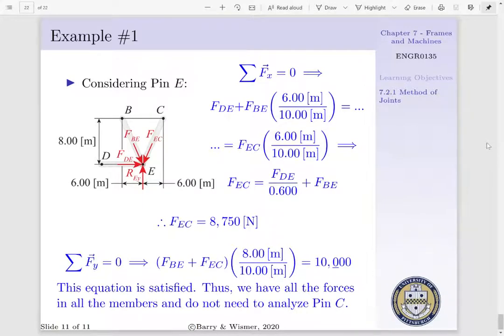As a continuity check, we'll do the summation of forces in our y direction, where we'd have FBE plus FEC, this quantity times sine of theta, and this has to be equal to 10,000. This equation is satisfied once we substitute in our known values. Thus, we have all our member forces known, and we don't have to analyze pin C.